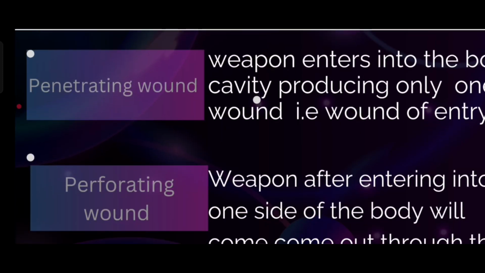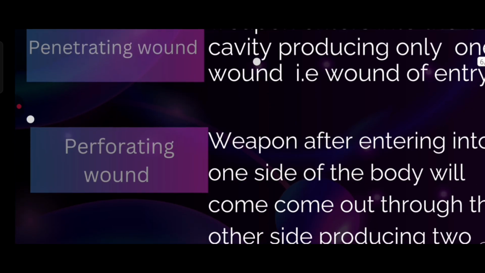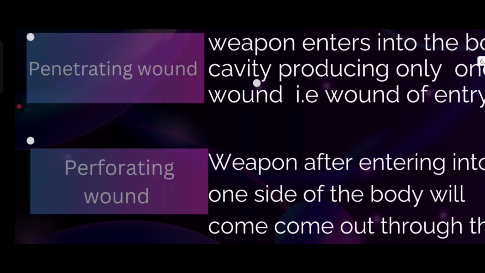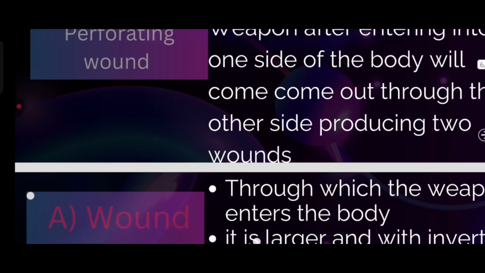Now the penetrating wound. What is penetrating wound? Weapon enter into the body cavity producing only one wound. That is wound of entry is called as penetrating wound. Perforating wound. What is perforating wound? Weapon after entering into one side of the body will come out through the other side producing two wounds is called as perforating wound. So the wound which is caused by the entering of the weapon is called as penetrating wound and wound caused by the exit of weapon through the body is called as perforating wound.